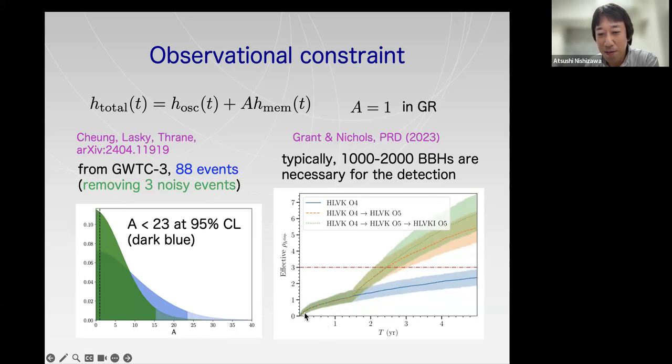This shows the accumulated SNR. From observation, the SNR increases like this. Then sensitivity becomes better, and the SNR increases rapidly like this. After 2 years of observation, it exceeds 3, and we can detect something.